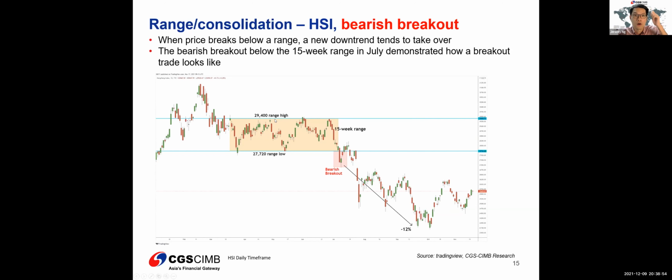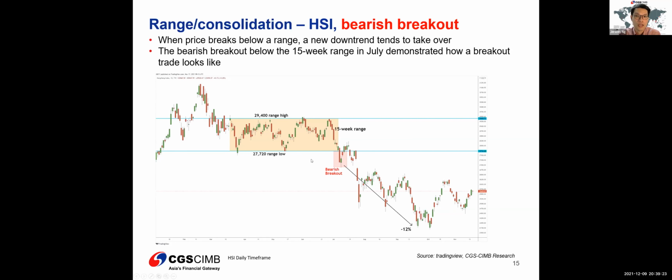And again, like I mentioned, how we would like to trade consolidation is to wait for a breakout move to play out. In this case, you can see the moment the Hang Seng Index broke to the downside sometime back in July, it eventually led to this kind of bear market where prices headed into the next leg lower, where the Hang Seng Index fell a staggering 12% over the next 3 months.